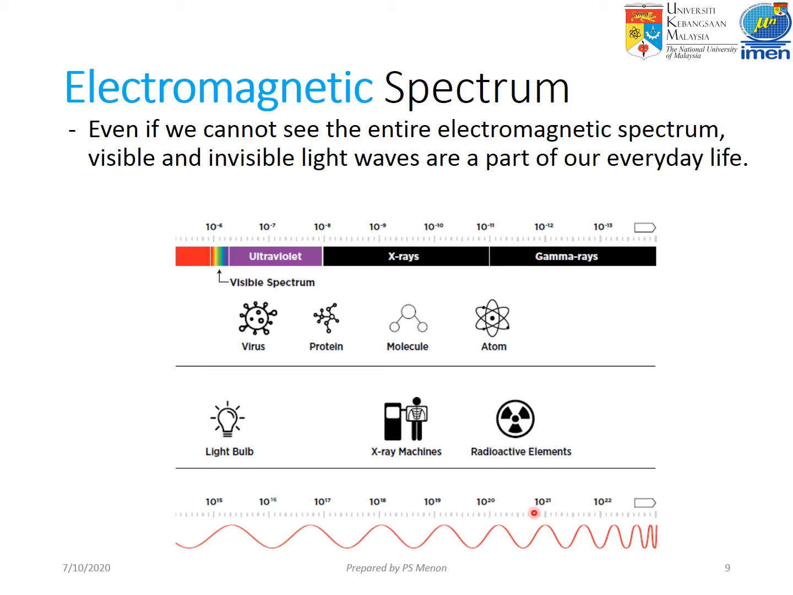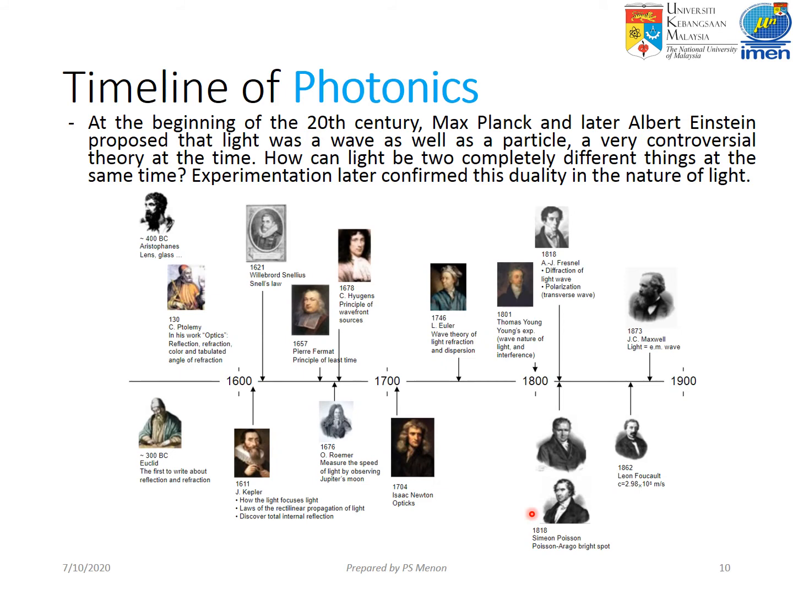Okay, so just a short timeline of photonics. At the beginning of the 20th century, Max Planck and later Albert Einstein proposed that light was a wave as well as a particle, which was a very controversial theory at the time. How can light be two completely different things at the same time? Experimentation later confirmed this duality in the nature of light.